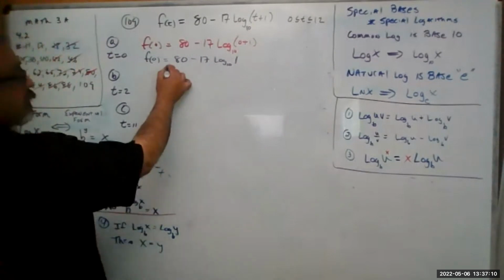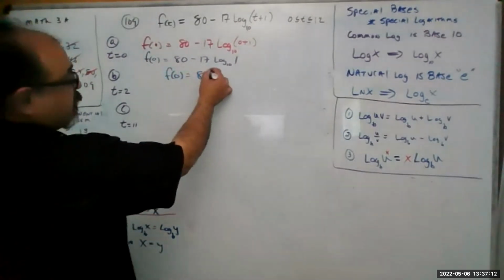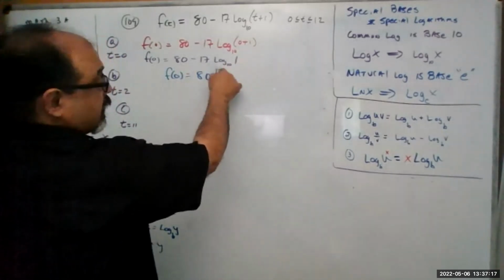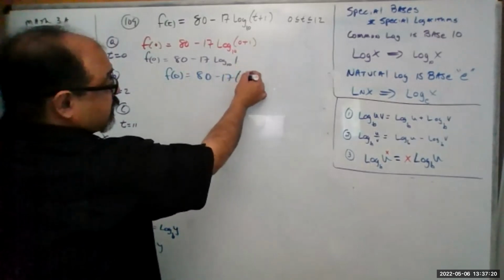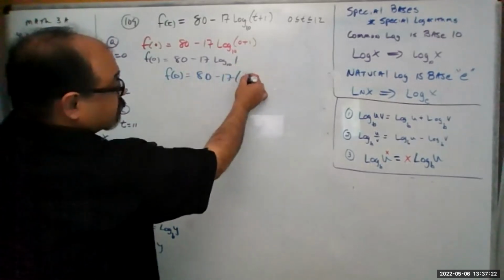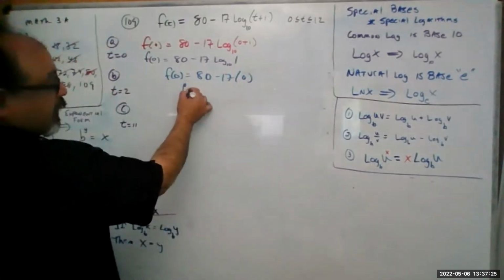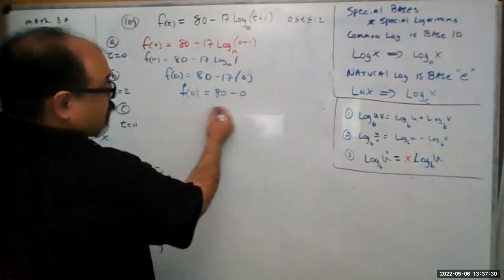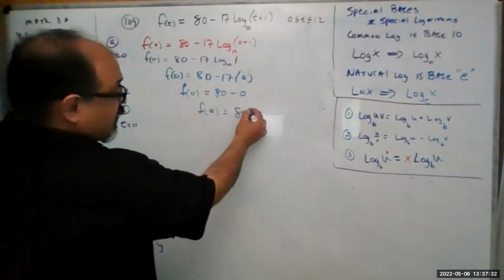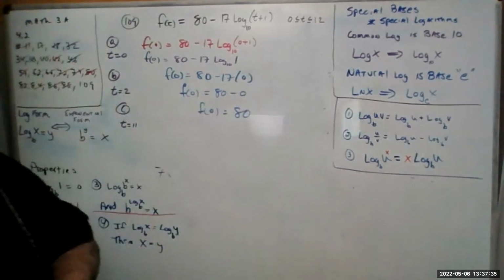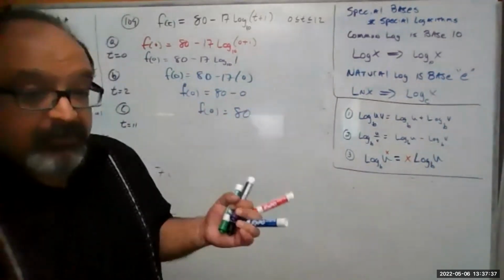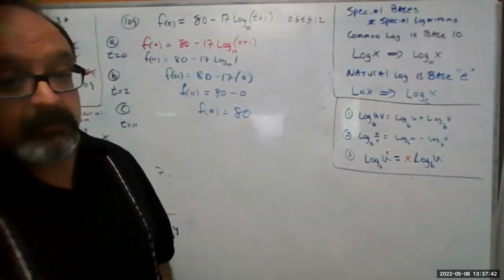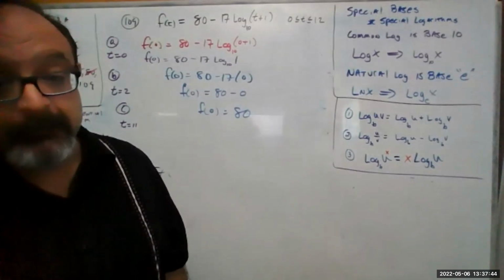And then f of 0 is equal to 80 minus 17 log base 10 of 1. Anytime you take the log of 1, it's always 0. That's 17 times 0. So for 0 months, for the initial test, it's 80 minus 0. The initial average on the test is an 80. That's the initial average. They give you everything you need. You just need to understand what you're supposed to do with it. So take it slow. It's not going to be overwhelming.